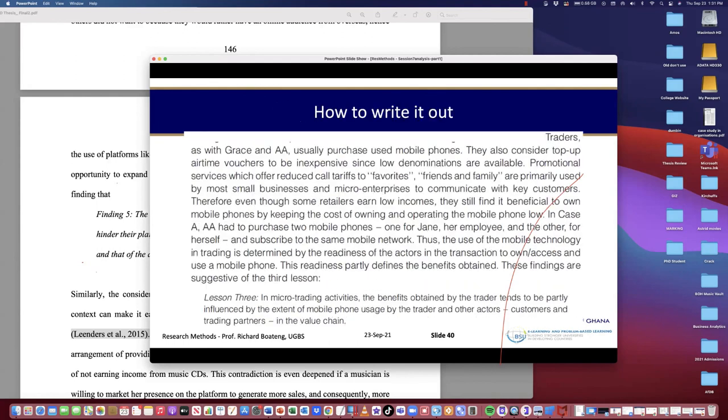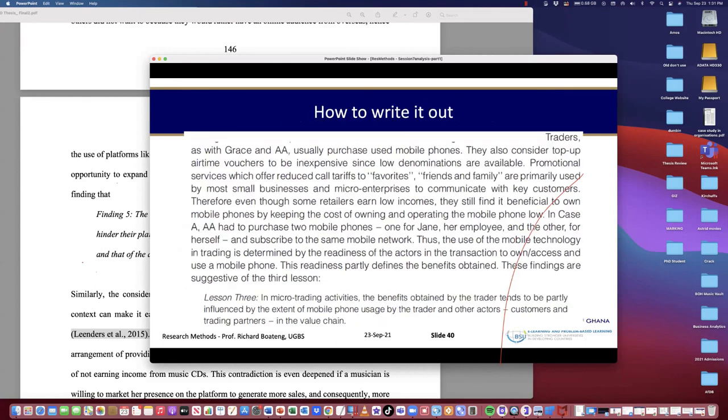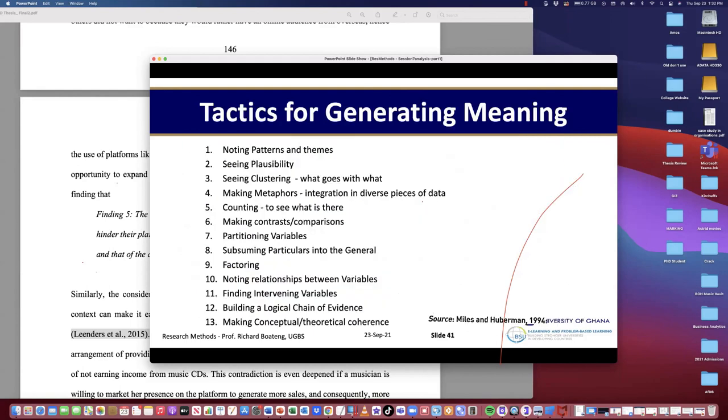So how do you write it out? That's how people write it out. If you look at it here, they discuss it, then they come and say, these findings are suggestive of the fourth lesson. Then you state the fourth lesson. Then you discuss again, do the memory, then come back and say, this readiness partly defines the benefits obtained. These findings are suggestive of the third lesson. So then you provide the third lesson, the third finding.